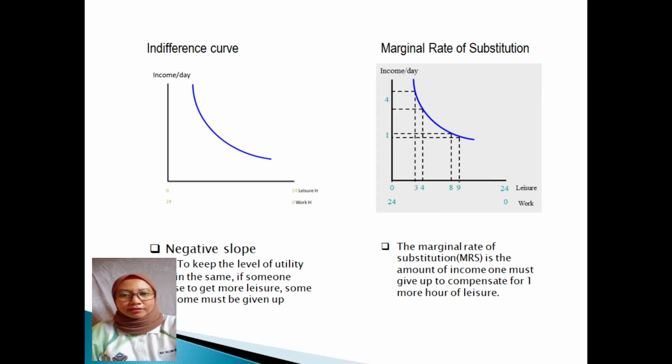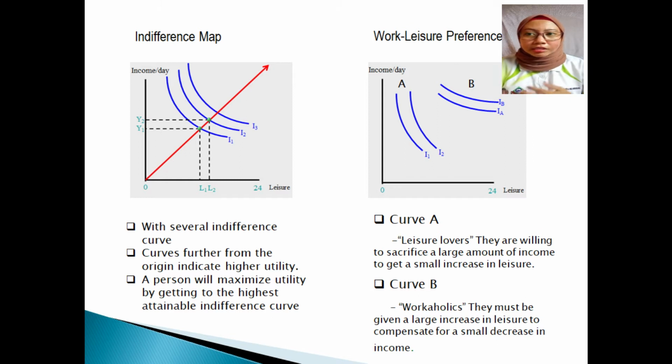So for the indifference map with several indifference curves that we discussed just now, curves further from the origin indicate higher utility. A person will maximize utility by getting to the highest attainable indifference curve.